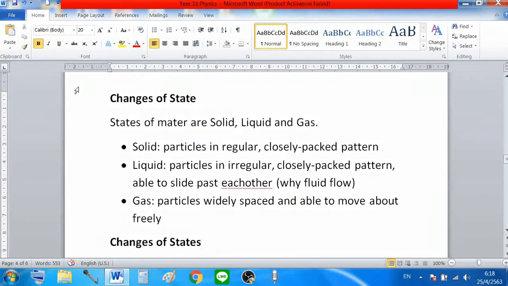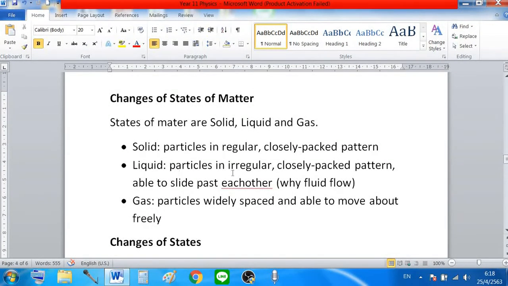The next section talks about changes of states of matter. And we have the states of matter are solid, liquid, and gas. In solids, the particles, the molecules, what have you, the particles are in regular, closely packed patterns. And you'll see in your book the picture of all the circles close together in a very regular square pattern and straight lines and whatnot.